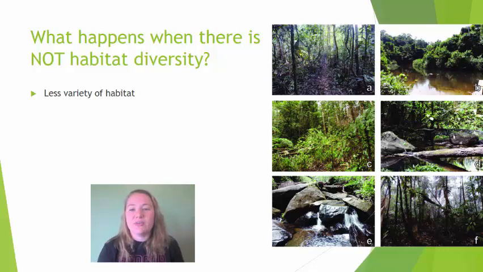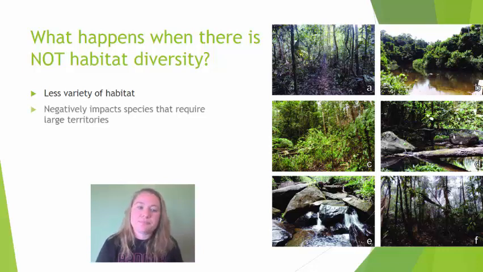Now, what happens when there is not habitat diversity? And these images, again on the right-hand side of the screen, show many of the niches that are located within a forest ecosystem. Now you have less habitat diversity, that basically just means less variety of habitat. Now species that require large territories, they are typically impacted by this because it's probably not as connected, and they're not able to access all of their food sources, all of their shelter sources that they normally would use.